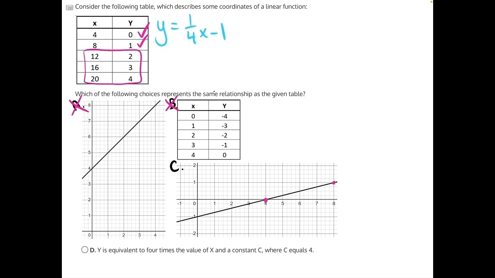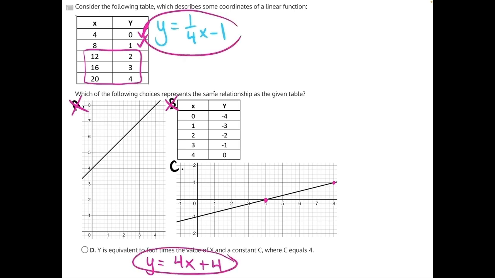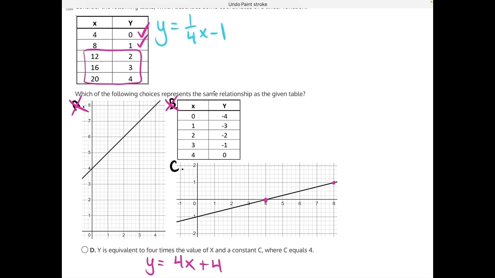Let's look at answer choice D. Y is equivalent to 4 times the value of x and a constant c, where c is equal to 4. Let's put this into an equation. Y is equivalent to 4 times the value of x plus the constant c, which is equal to 4. This equation does not match our original given equation. So that means answer choice D is incorrect, and by process of elimination, answer choice C is our correct answer.